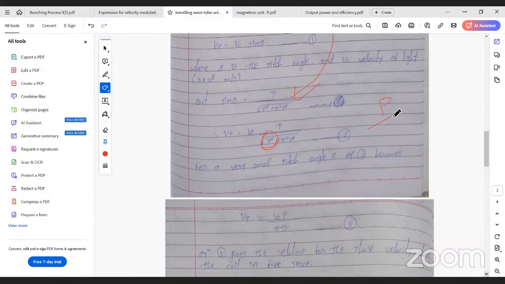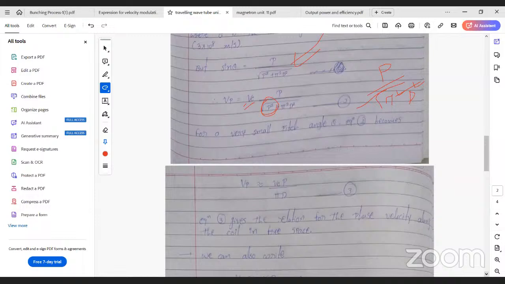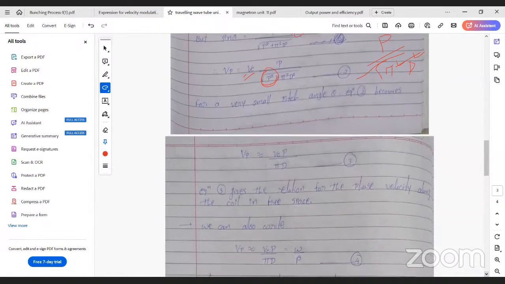What we will get is P by the square root of pi squared D squared. The square and the square root cancel, and we will get P by pi D. This is the value of Vp: Vp equal to Vc times P by pi D. This equation 3 gives the velocity of the radio frequency signal inside the coil. Equation 3 gives the relation for the phase velocity along the coil in free space. Now, I wrote this for Vp, the phase velocity. Now I am writing the same thing for V.